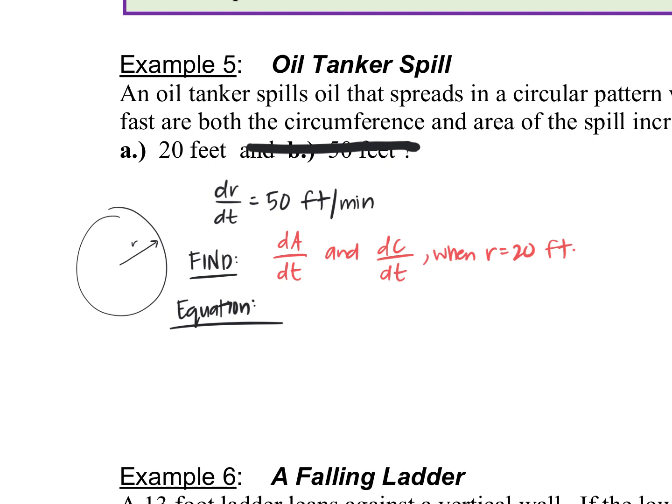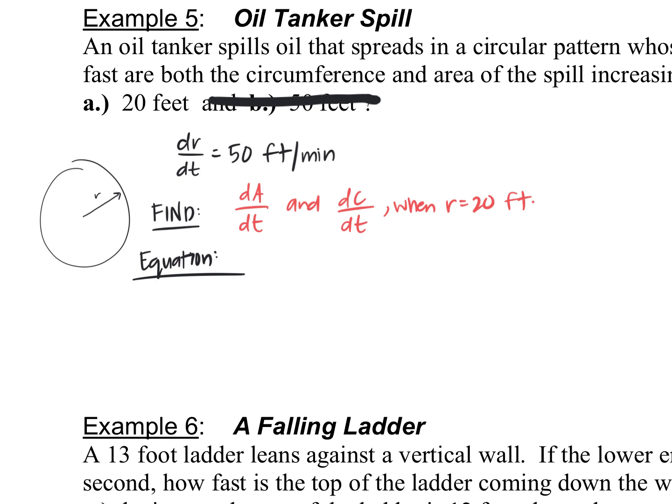In this case, is there a formula that relates area and circumference and radius all together? No, so we are going to have to use two different equations. Our first equation, for area, is the area of a circle, pi r squared. Circumference of a circle would be 2 pi r. So we're going to have to do these individually in order to figure out how fast the circumference is increasing and how fast the area is increasing.